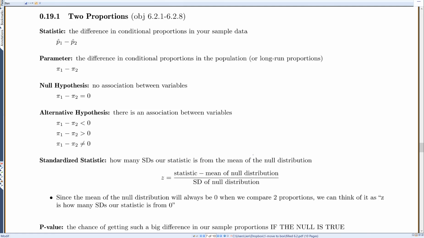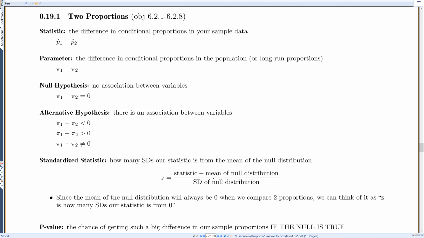Okay, some official pieces here. The statistic is your difference in conditional proportions in your sample data. So we'll do that with our p-hats. And the parameter is the difference in conditional proportions in the population, or maybe it's long-run proportions. Okay. So this will be pi 1 minus pi 2, because those are your population proportions. The null hypothesis is always that there's no association, so it will always be pi 1 minus pi 2 equals 0. It'll always be an equals. Okay. And it'll always be equal to 0.